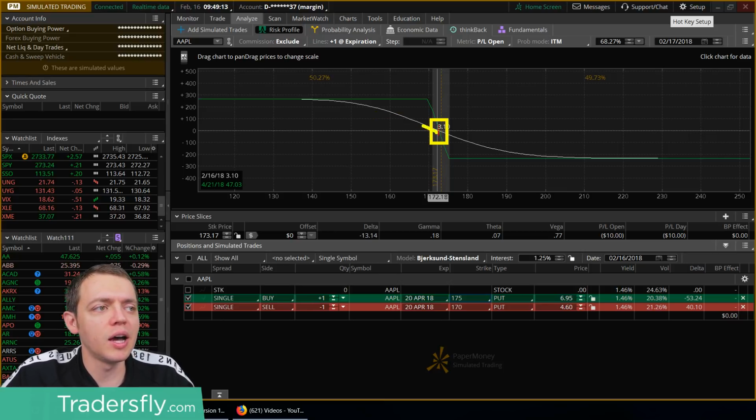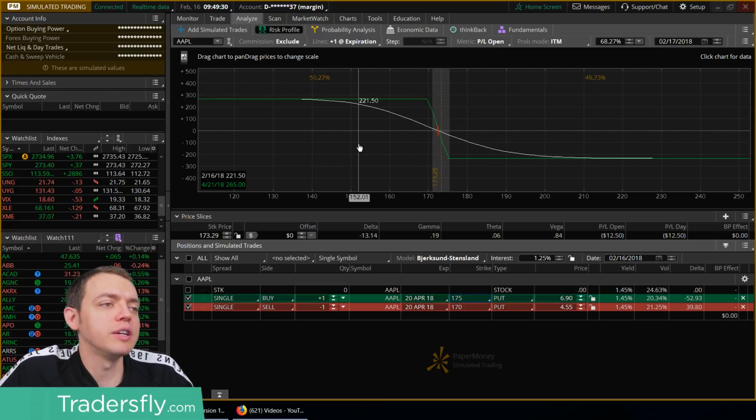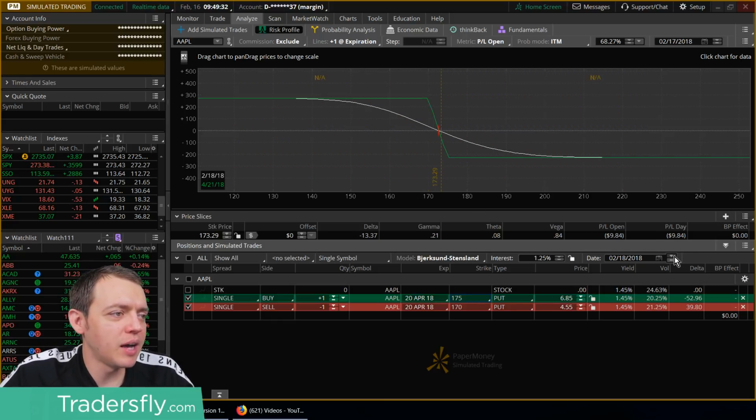And this white line is that T+0 line, which means I could go ahead and make money tomorrow if it starts dropping. And as time moves forward, that white line will continue to get closer and closer to the green line.